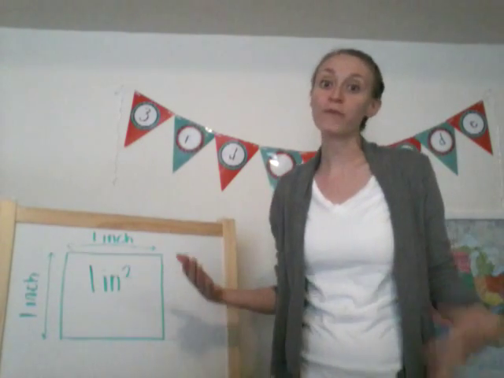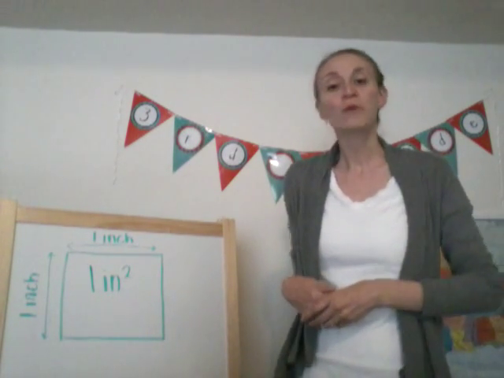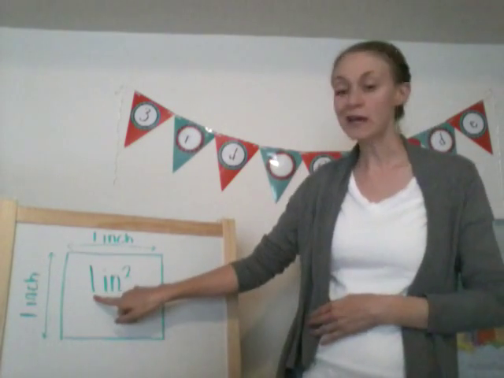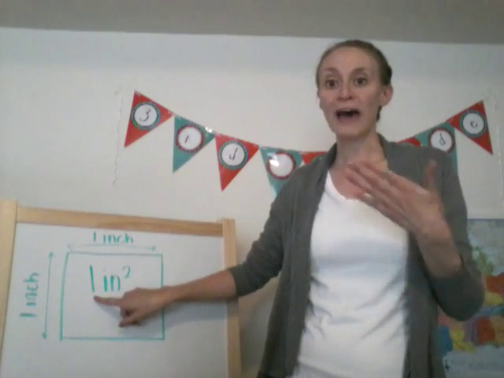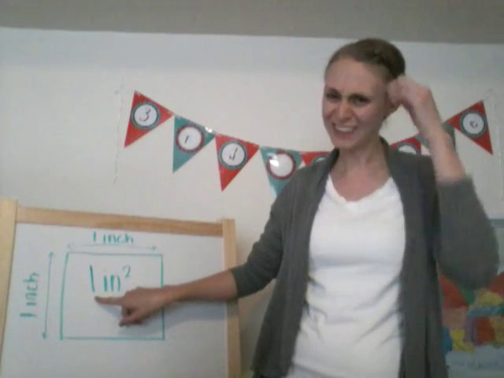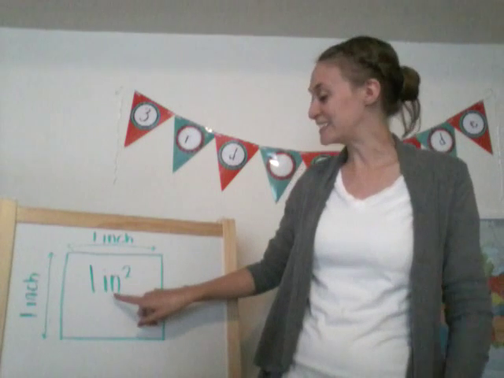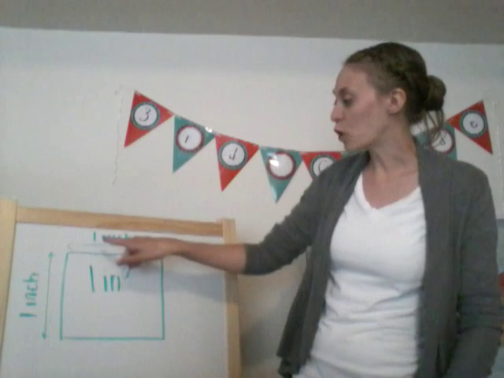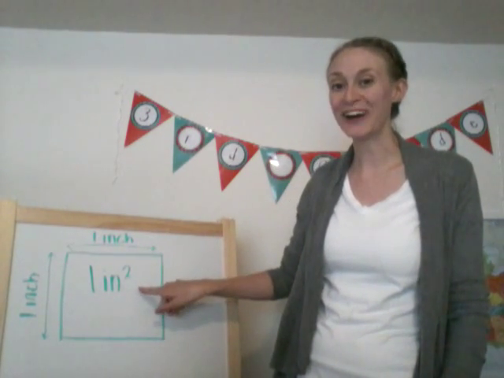Now we know from our multiplication video that we watched this week, hopefully, that 1 times 1 is 1. So we know that we have 1. But we can't forget our units of measurement. So we have 1 inch times 1 inch. Well, how would we write that? What is an inch times an inch? It's an inch squared, because there are 2 of them. So boys and girls, 1 inch times 1 inch is 1 inch squared.